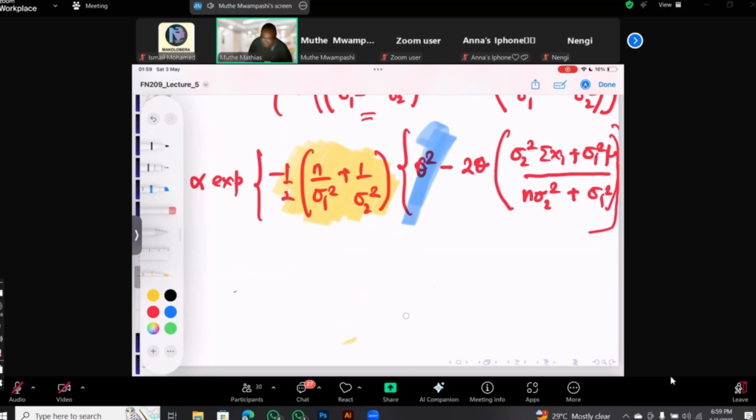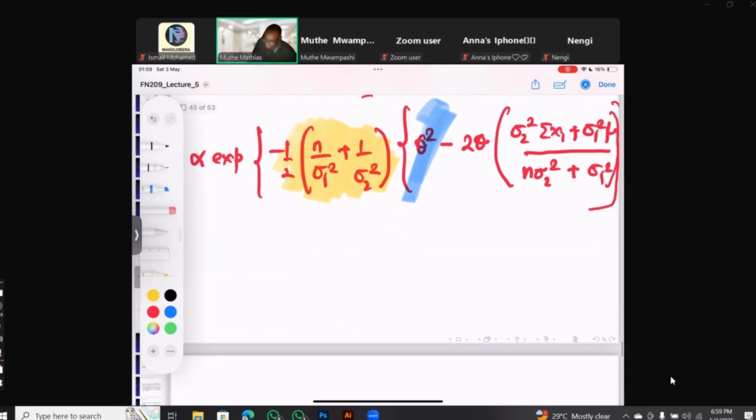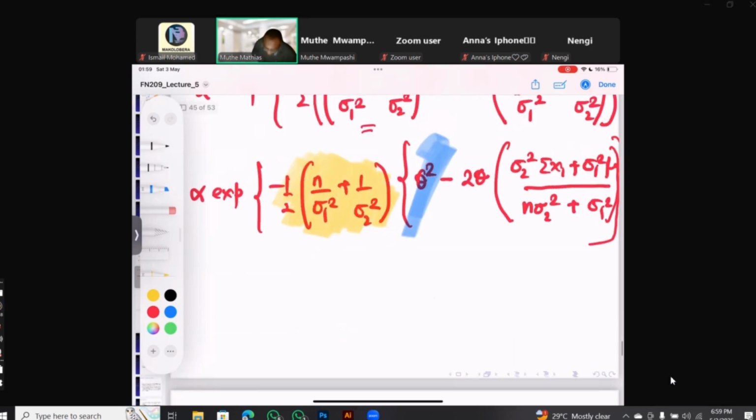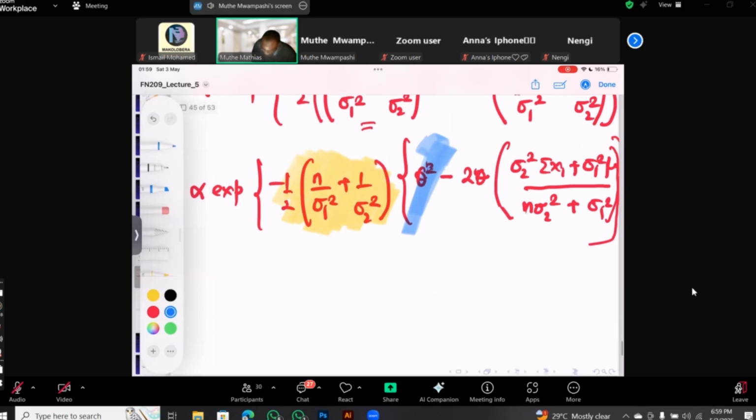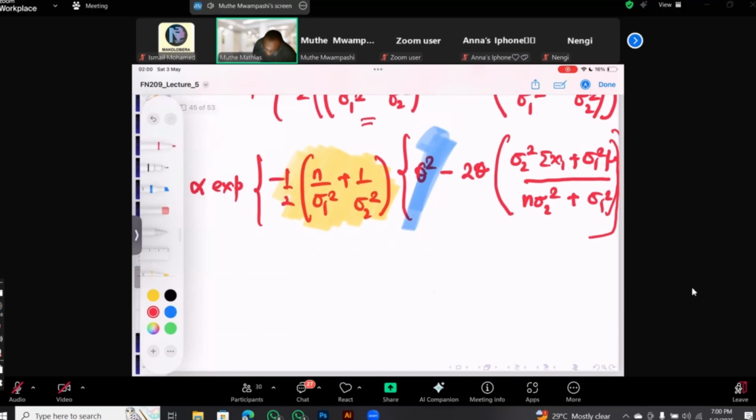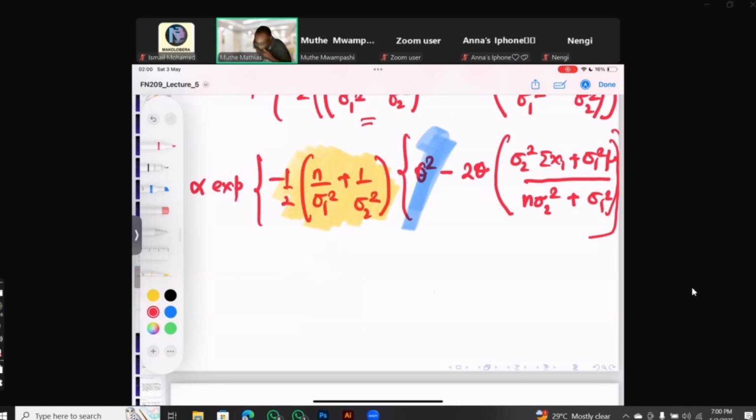Kama mtu amechoka anaweza ku-drop hii notes, you can read. Me I have to finish this thing kwa kweli. Kwanza ina lecture tena, you can read. I will share the notes kama unataka drop now. But I have to finish this.